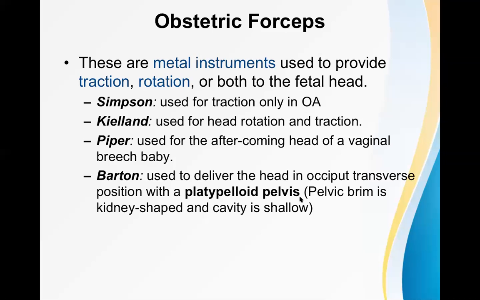Now, you may be wondering what the meaning of platypelloid pelvis is. A little bit of information here. The maternal pelvis is of different types. The most common type is called gynecoid pelvis, also known as the female type of pelvis. There is no problem for the delivery of the baby through a gynecoid pelvis. The second is called android pelvis. It's a male type of pelvis where the ischial spines are quite close to each other, or in other words, the diameter of the pelvic cavity is smaller. Some tall females have an android type of pelvis. And the third one is called platypelloid pelvis. In this type, the pelvic brim, meaning the inlet of the pelvis, is kidney shaped and the cavity is shallower than the gynecoid one. So there is a problem in the delivery of the baby, and we can use Barton forceps to pull the head out.